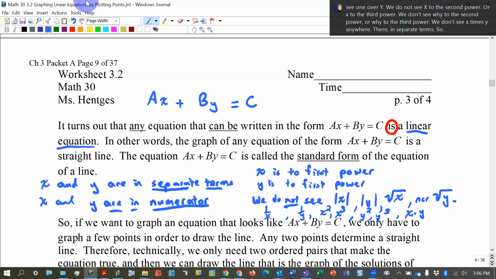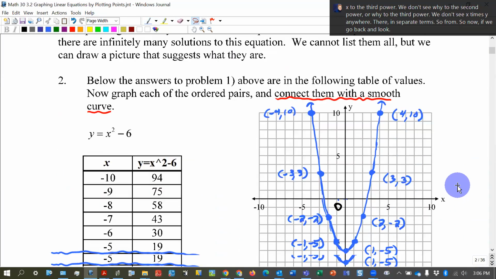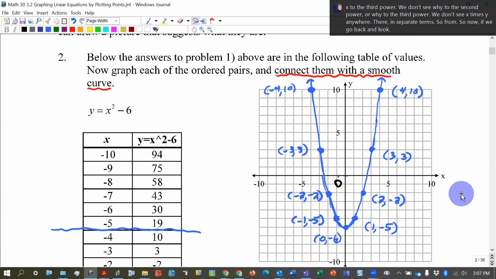So now if we go back and look at the two examples from the previous video, in problem 2 from the previous video, we have an X to the second, not just X to the first. That's a clue to us that the picture is not a straight line.